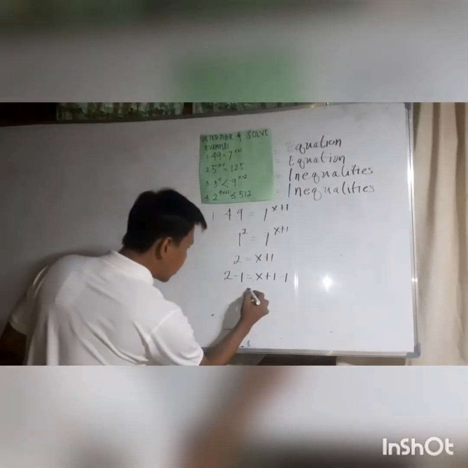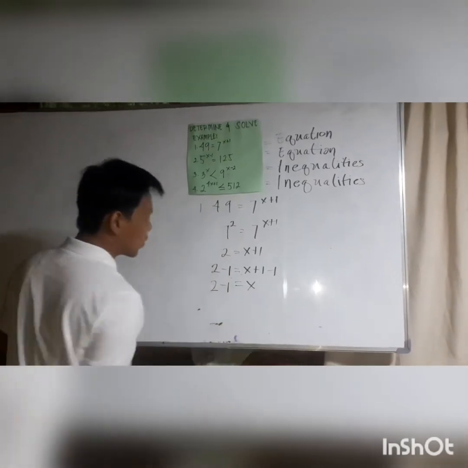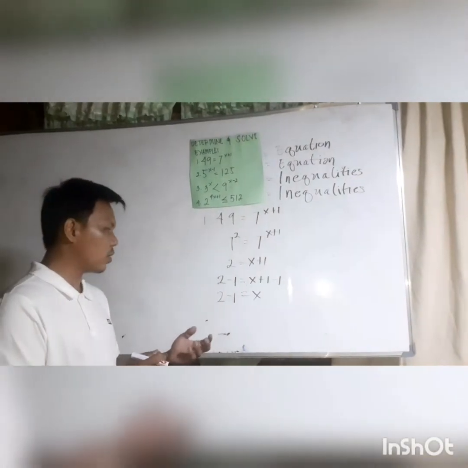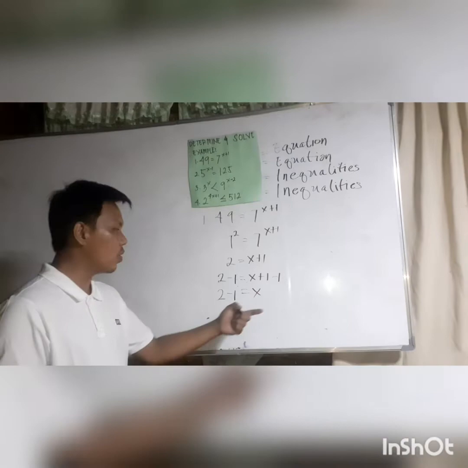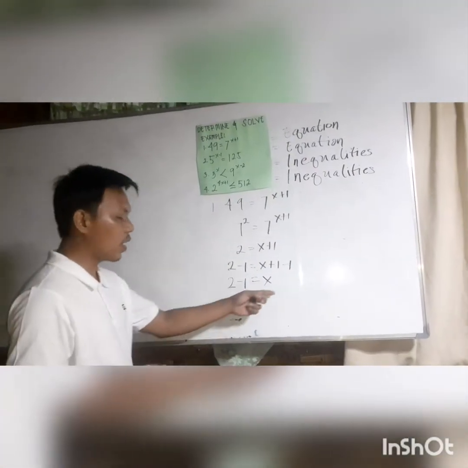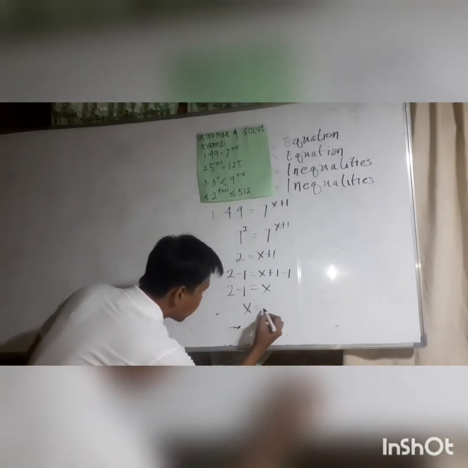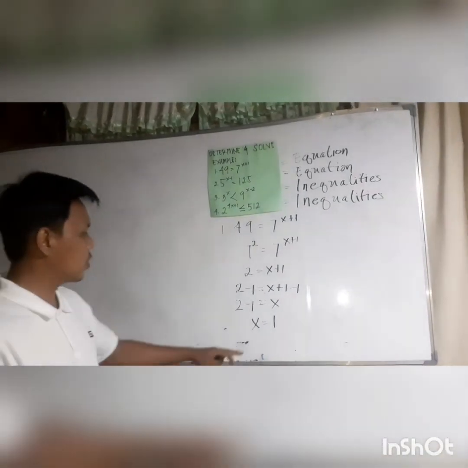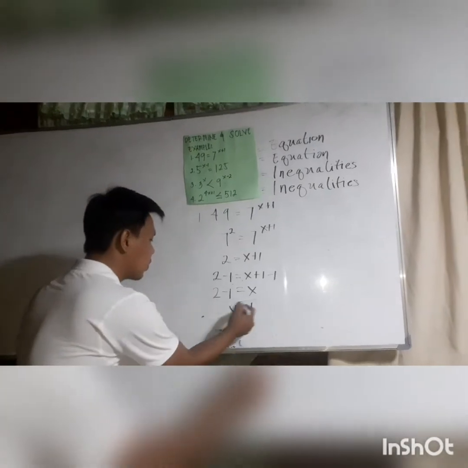So now this is equal to 2 minus 1, and x. So the x now has no number within it. Now we can say that x is equal to 1. So the x now is equal to 1.